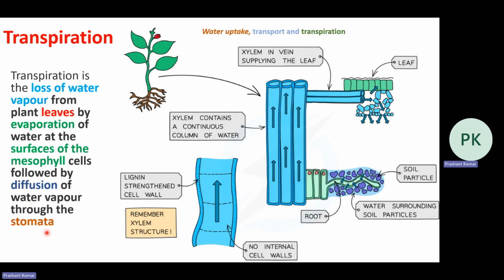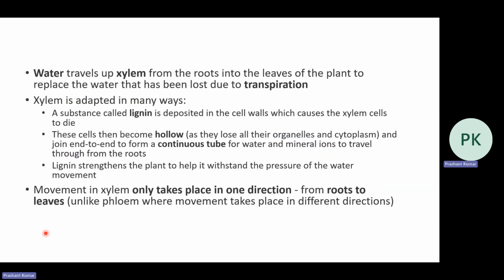So there are so many answers being discussed in this question, right? If the question asks you to describe transpiration, you can write it. Water travels up the xylem from the root into the leaf of the plant to replace the water that has been lost due to transpiration. So we have seen in transpiration, water is moving up and ultimately it's going out of the plant in the form of water vapor.